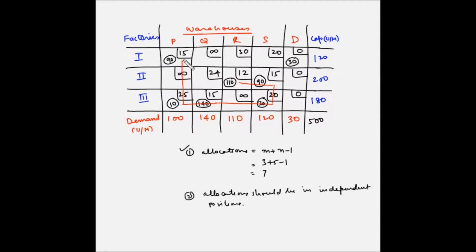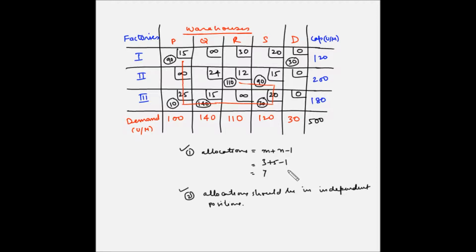So what that means is that this allocation is an independent position, and if you check, all the other allocations are also similar, that is, they are also in independent positions. So this means that the second condition has also been met, and now we can proceed with the optimality test. So to perform the optimality test, let's use the modified distribution method.